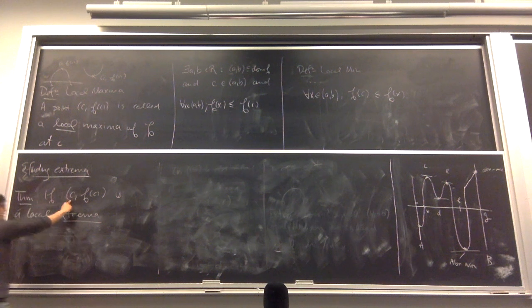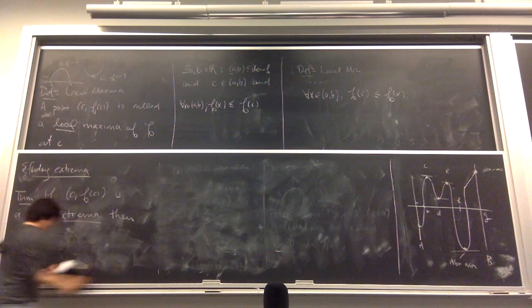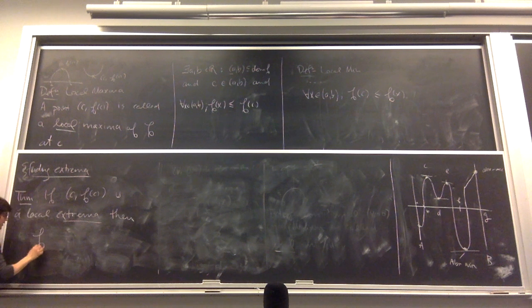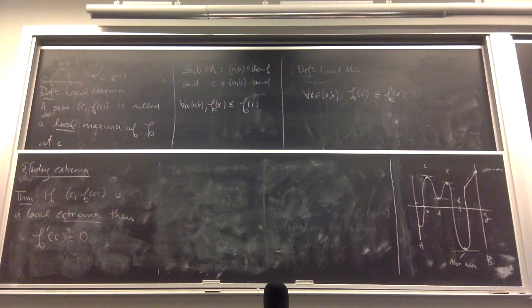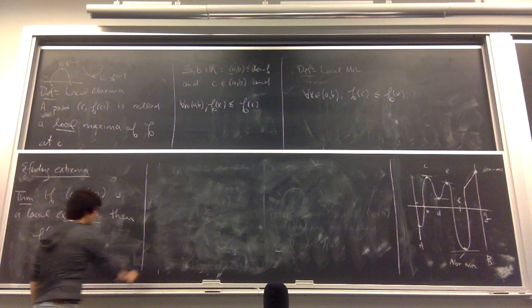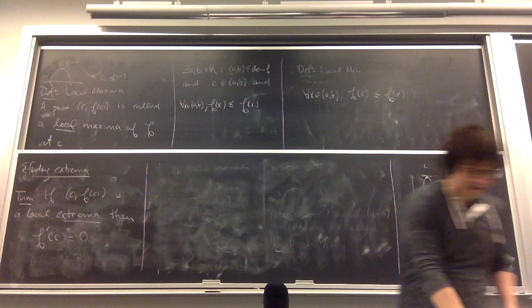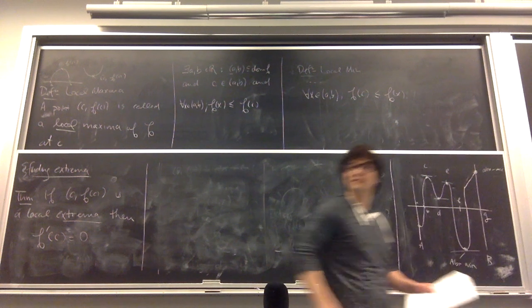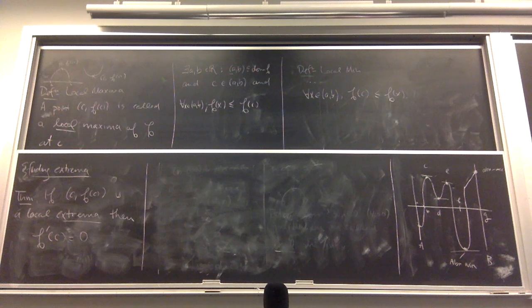So if this point is a local extrema, then it has to be the case that the derivative of f evaluated at C is zero. All right, this is getting close to what you're trying to talk about, critical points. Do you think we can prove this? Or do you want to prove it? Or do you want me to skip it? I do have the proof. You want to skip it? You want to skip the proof? Why? Don't you care about why this works?